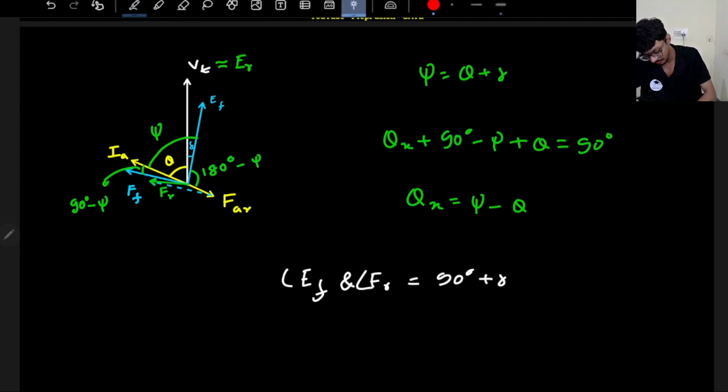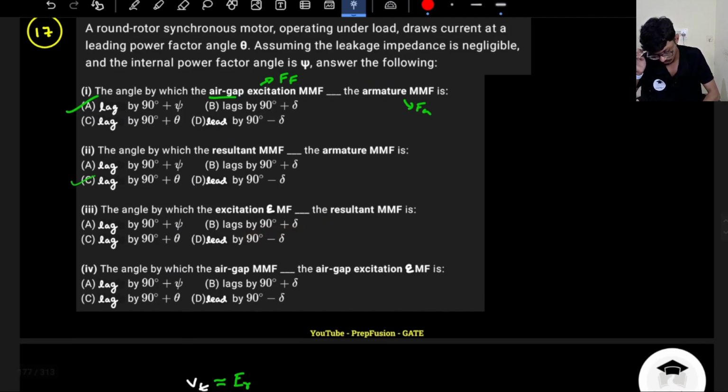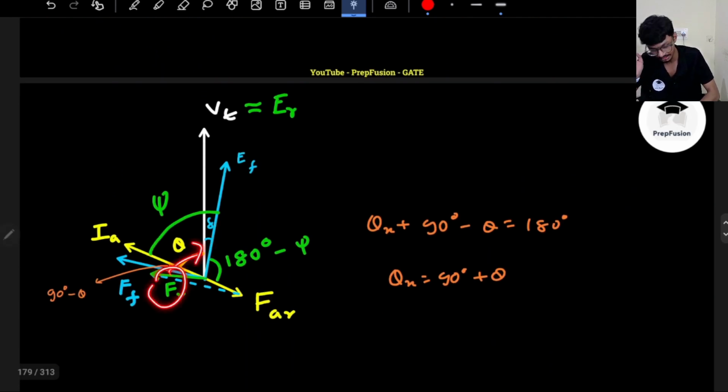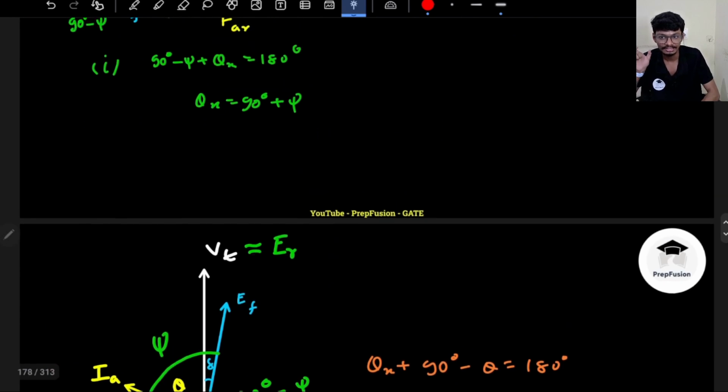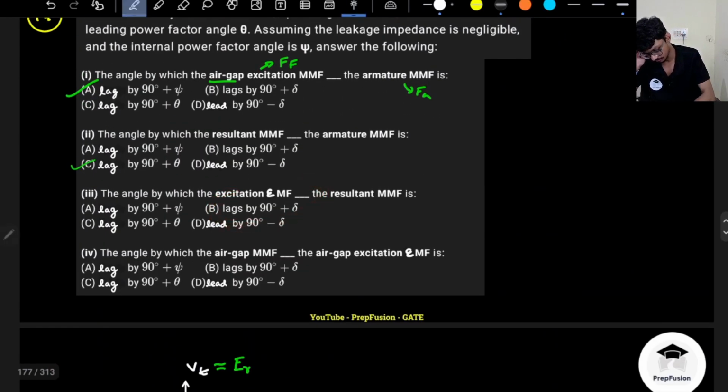Now what is leading and what is lagging? So Fr is leading Ef, right? Or the other way around, I can say the excitation EMF lags the resultant MMF. Excitation EMF lags the resultant MMF. So it will be 90 plus delta. Option B will be correct.